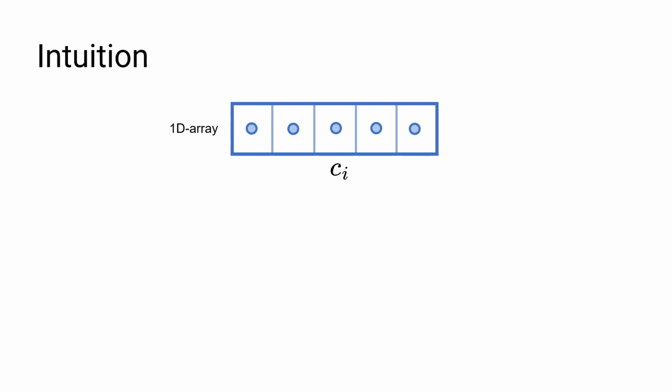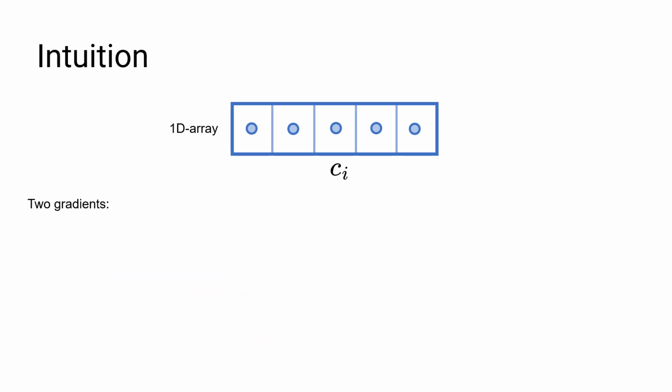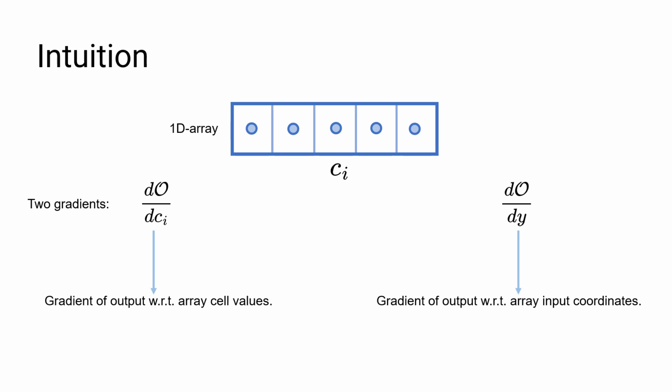We illustrate this in a 1D setting using a simple 1D array. We begin by representing the array content as a histogram. To obtain continuous output, we interpolate the adjacent cells in the array as shown. Next, we visualize the two gradients that we compute at each node during backpropagation. The first gradient with respect to the array cell contents, and the second with respect to array input coordinates.